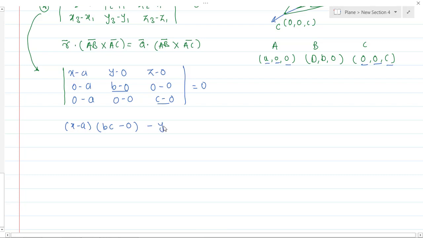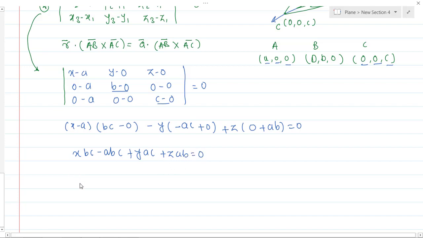Okay, then we have minus y into minus a into c, minus ac, and we have minus a into 0 is 0, plus 0 plus z into bracket, what you have is minus a into 0 is 0, and we have minus ab, minus minus plus, it becomes ab, it is equal to 0. Okay, so what you have finally is x bc minus abc, y ac and 0, and we have z ab plus z ab, it is equal to 0.